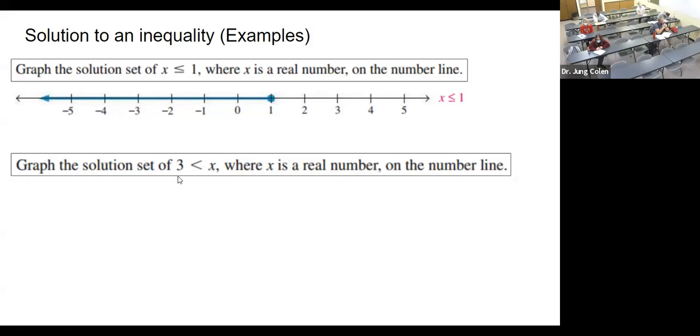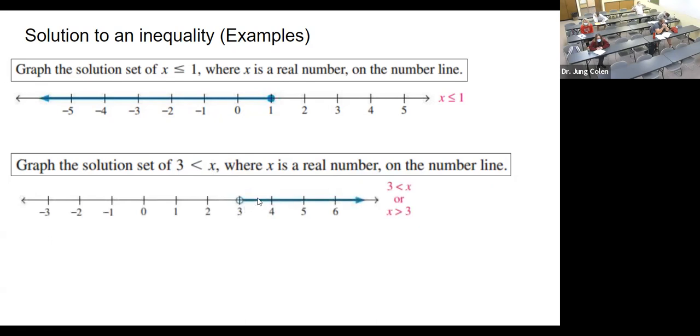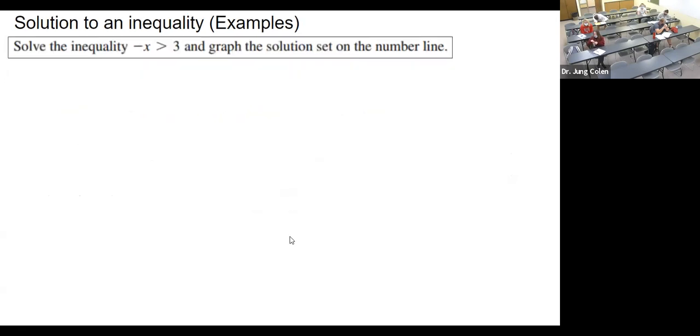It doesn't matter which one you write first. But since x is greater than 3, you need to shade the right-hand side. But that circle on 3 has to be open, right? Because it's not included. Does it make sense? Okay. How about this one? Can you solve this one? Ooh, this is not x anymore. It's negative x. So our number line should be x. So try that.